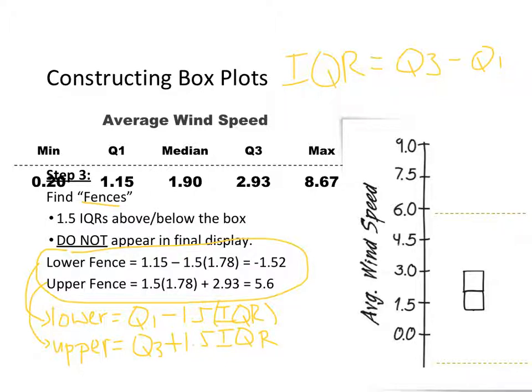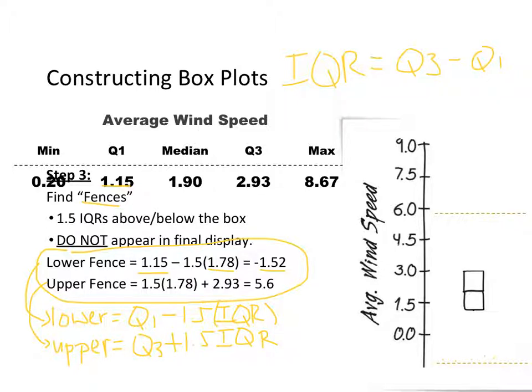So notice for our lower fence, we took our first quartile minus 1.5 times our IQR. If we were to take 2.93 and subtract 1.15 from it, we do get 1.78. As a result, we have negative 1.52. Now, as a visual, again, in your notes, it is dashed.